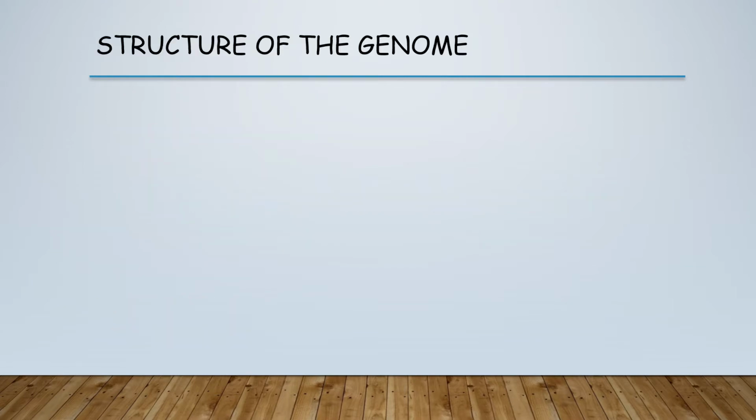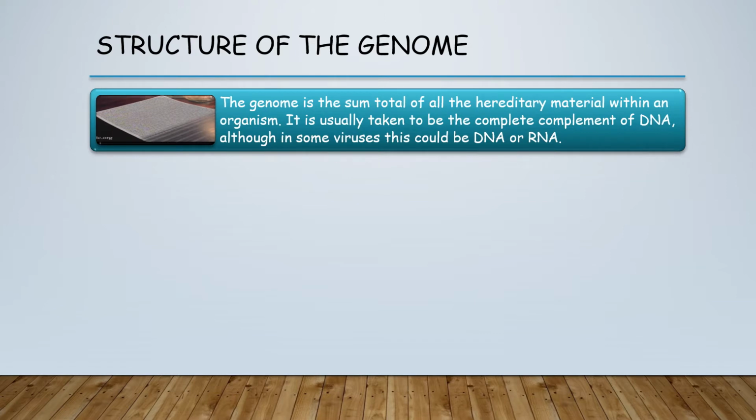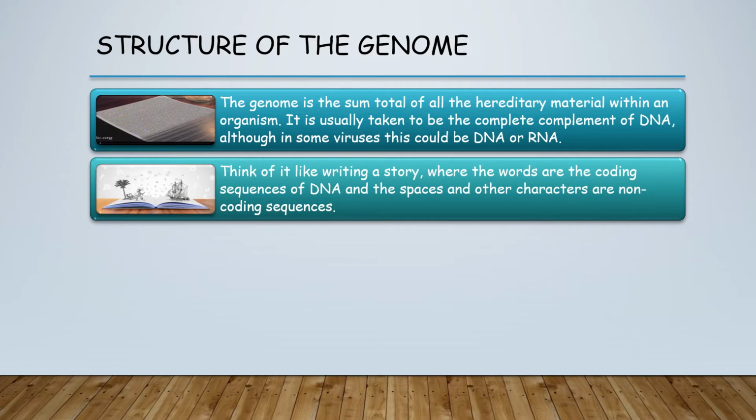We're going to look at the structure of the genome and what it does, but first of all, let's think about what it is. It is the sum total of all hereditary material within an organism. And that's usually the complete complement of DNA, but in some viruses it could also be RNA. We think about it like writing a story, where the words are coding sequences of DNA and spaces and other characters are non-coding sequences. And again, if you think about reading a book, if all the words were jumbled together without any punctuation, spaces or other characters, it wouldn't make much sense, and the same is true of your DNA.